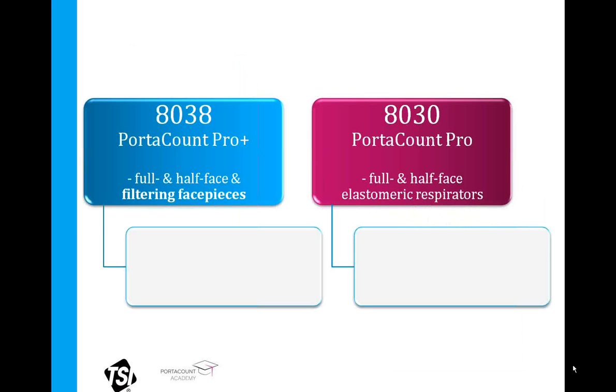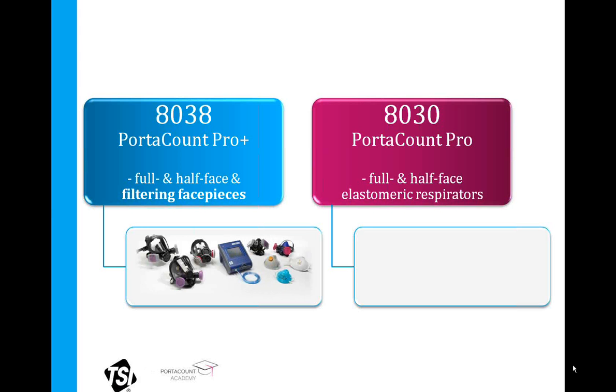So we have two models of the PortaCount. The first model is the 8038 PortaCount Pro Plus. This model has the option of fit testing full-face respirators and half-face respirators, along with being able to fit test filtering face pieces, specifically those face pieces that are rated at 95% efficient or less than 99% efficient.